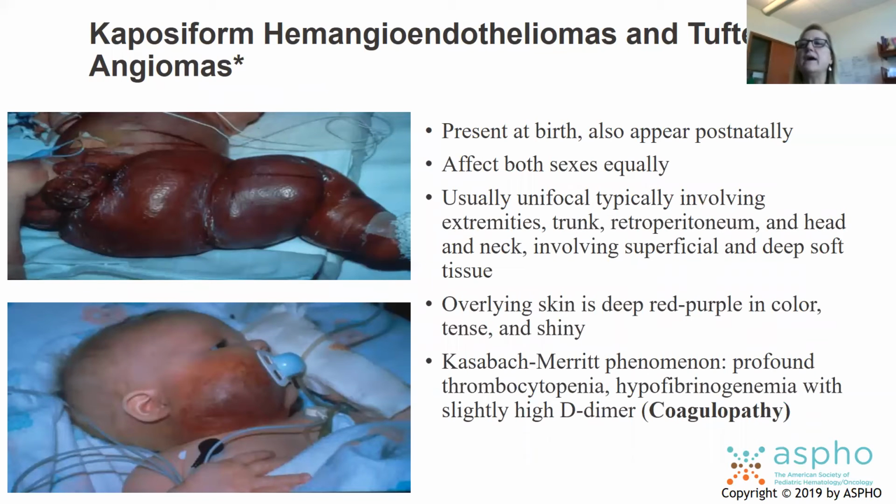This coagulopathy is only found in patients with this type of tumor. It is a coagulopathy defined as profound thrombocytopenia and profound hypofibrinogenemia. So the platelet count is usually less than 20, though a lot of times it's less than 10. And the fibrinogen is usually less than 100, and there is an increase of the D-dimers.